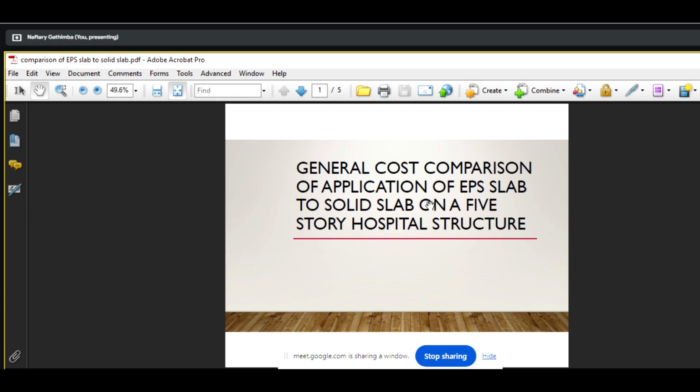General cost comparison. Then my first question would be, why the word general? Do we have special cost comparison? So let's say we start with the word. I would say the best topic would be cost comparison of application of EPS. Again, the topic doesn't sound clear. You could just say comparison of EPS slab to solid slab on a 5-story hospital structure.